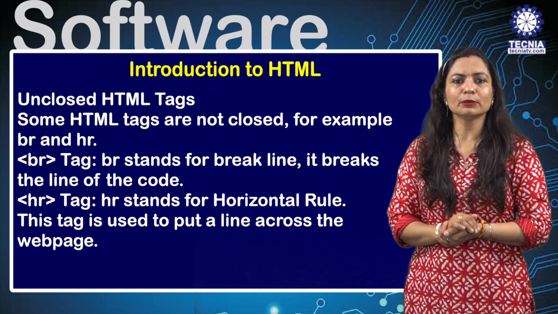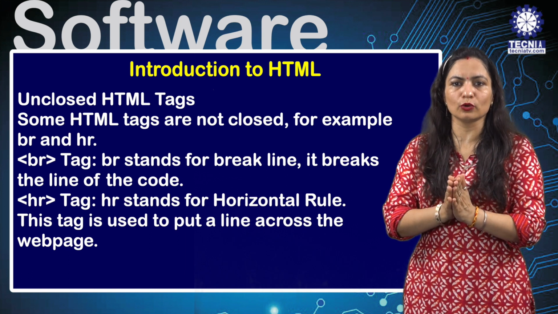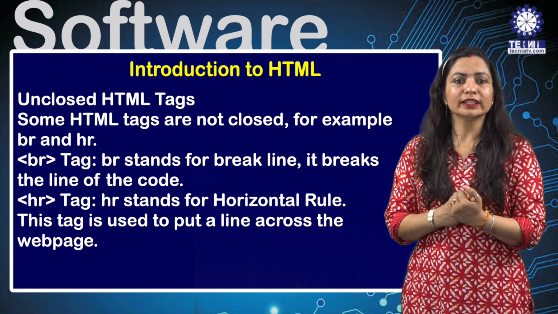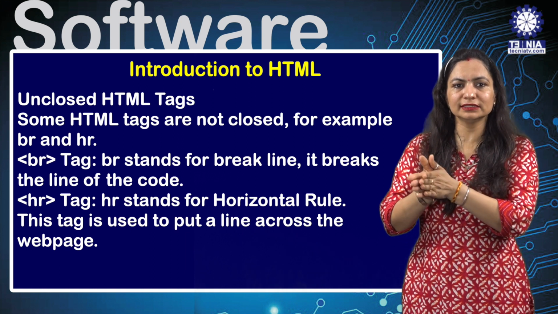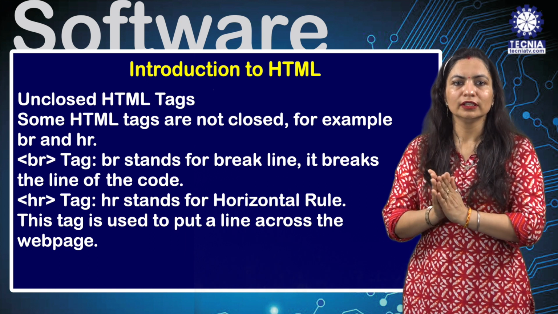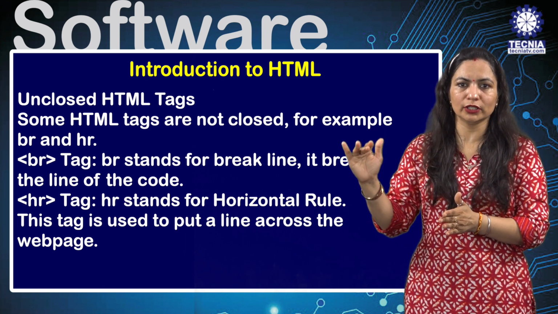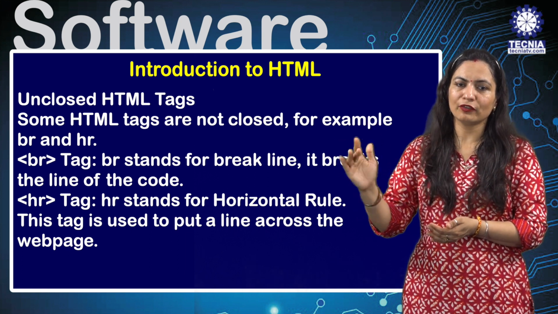Now let us discuss some unclosed HTML tags. Some HTML tags are not closed, for example, BR and HR tags. What is the BR tag? BR stands for break line. It breaks the line of the code. The next is the HR tag. HR stands for horizontal rule. This tag is used to put a line across the web page.